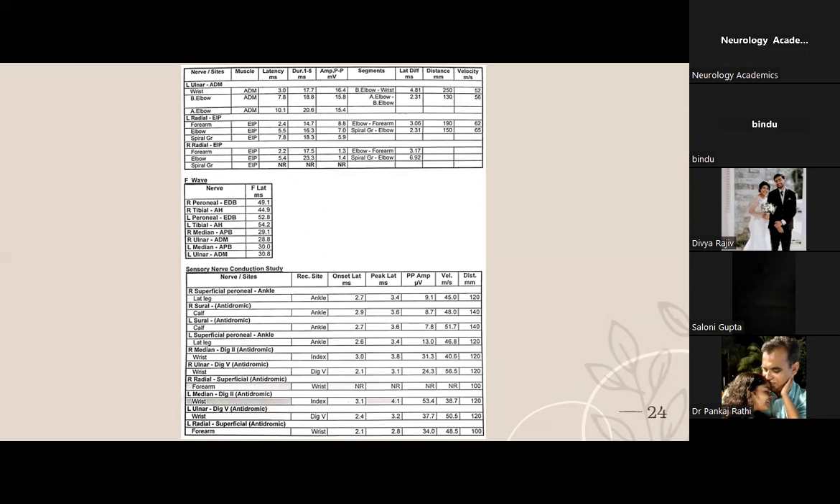Right superficial peroneal amplitudes are normal. Right superficial peroneal amplitude is 9.1 and peak latency is 3.4. It is normal.